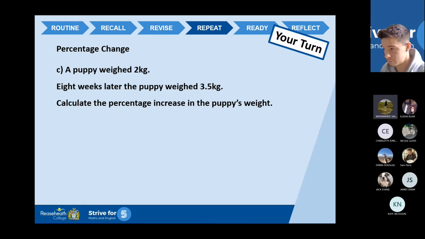Is 1.5. Perfect. So 1.5. What was the original weight of the puppy? 2 kg. Good. So you do 1.5, divide it by 2, and then times it by 100. Go on. 75. Yeah, perfect. How, like, what do you mean, 75? It's gained 75% of its weight. Oh, okay. Yeah, cheers. That's right.